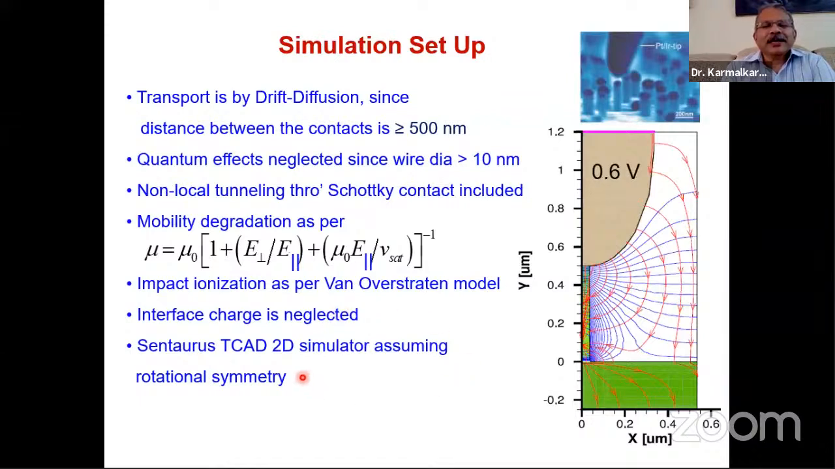And we assume that there is a rotational symmetry. That is why we are showing only one half, not the full. If you show the full, it will go like this: the wire will be here, the substrate will be there. In other words, the full picture will look like this. What has been done is you have cut it like this, and just one half is shown.